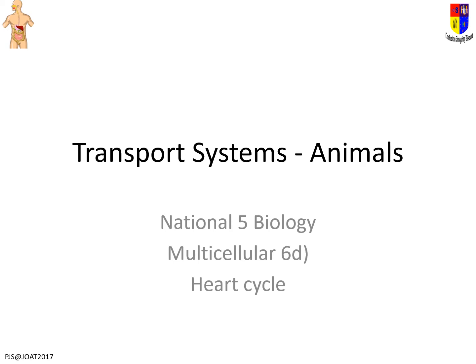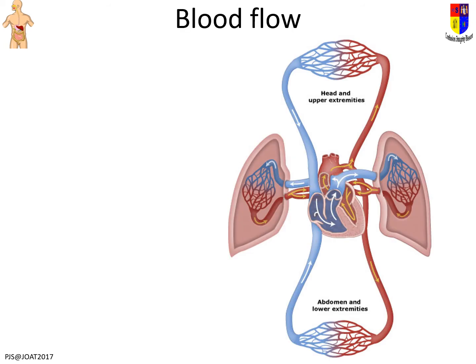Hi Nat5, so this is Transport System in Animals and we're looking at the heart cycle. Okay, so the heart cycle is the process of where the blood flows in and out of your heart.